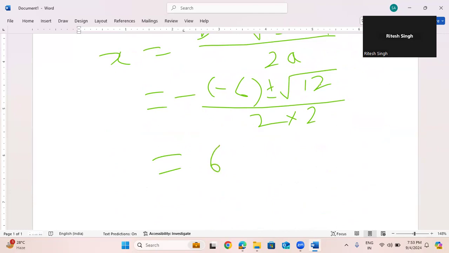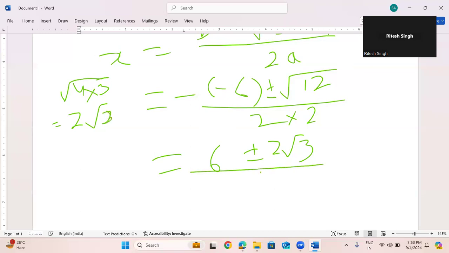Now what can we write? In place of 12, we can write 4 into 3. So it will become 2 root 3. You know how I calculated this? We can write 12 as 4 into 3. And we know the value of root 4 is 2. But 3 is only 1, so it will remain under the root. So 2 root 3 by 6 divided by 2 twos are 4.